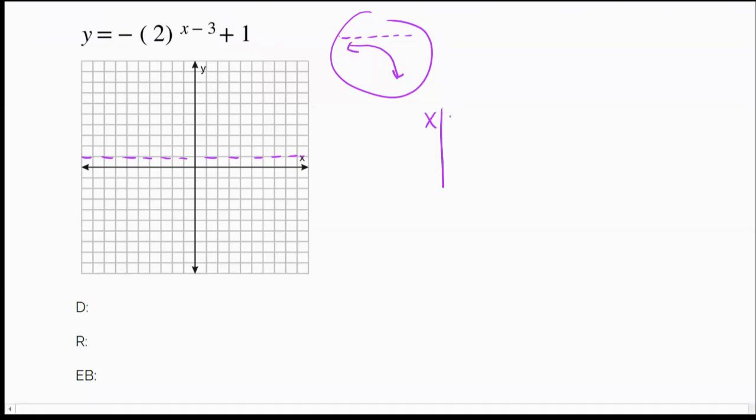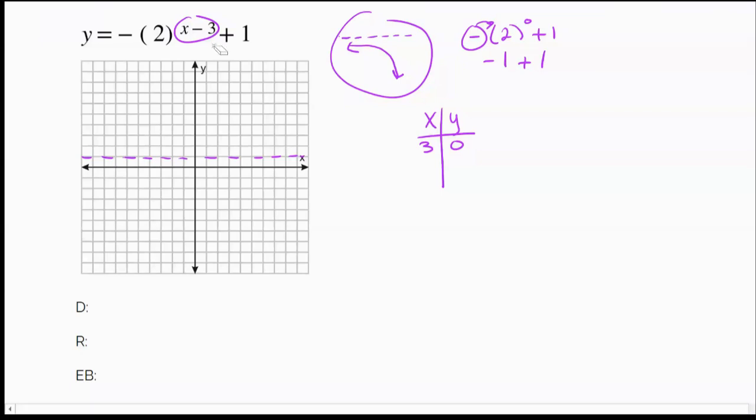To start, I'm going to go ahead and choose the x value of +3 because that's what will make the exponent 0. So I have -2 to the power of 0 plus 1. 2 to the power of 0 is just 1. Then I multiply that negative to that, and -1 plus 1 is just 0.